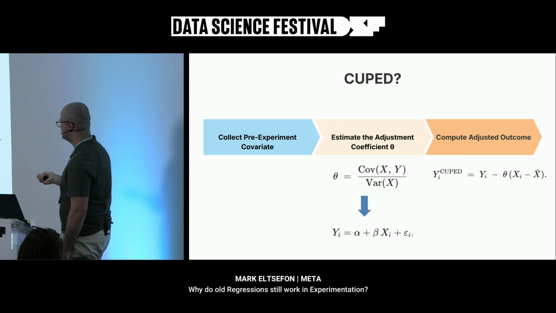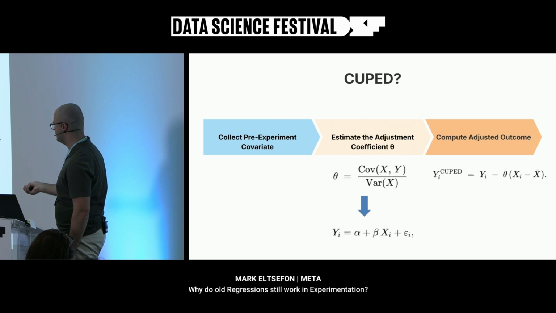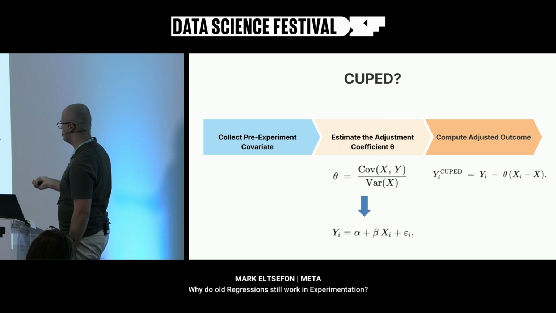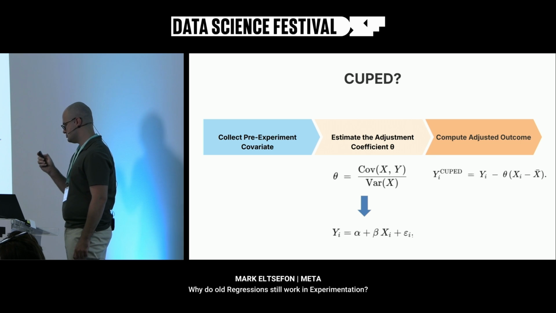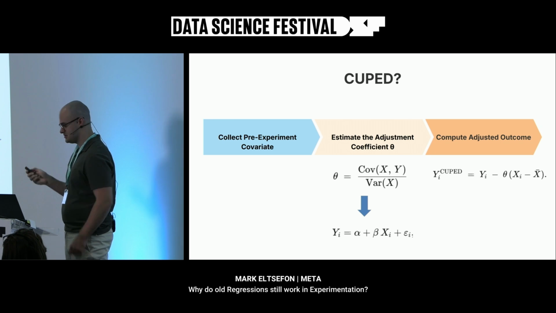When we take a look at this magic coefficient theta with covariance and variance, we will understand that this theta is just beta, the slope of linear regression. This formula is just the formula for getting the slope, where we have covariate and outcome. So that's where it's coming from. So CUPED is also highly connected with linear regression, as many other methods.